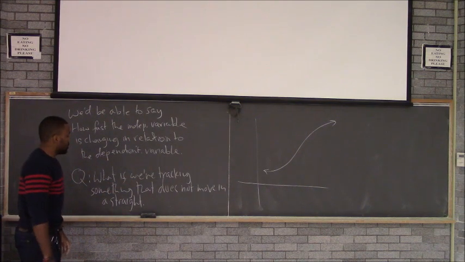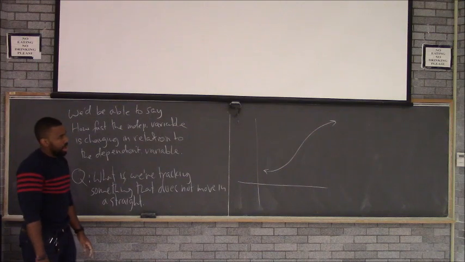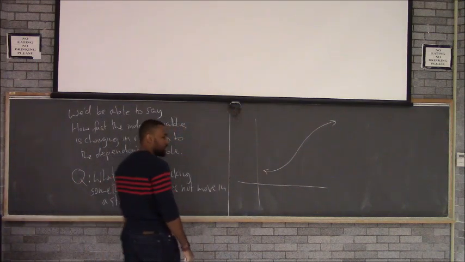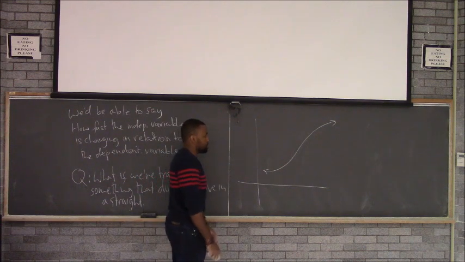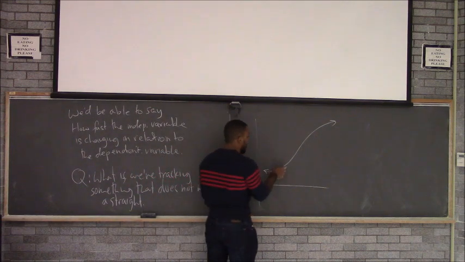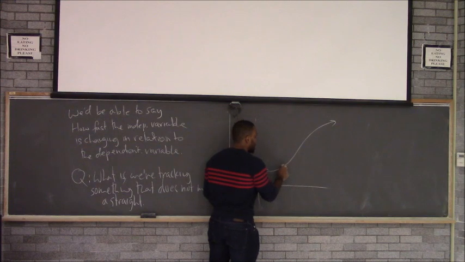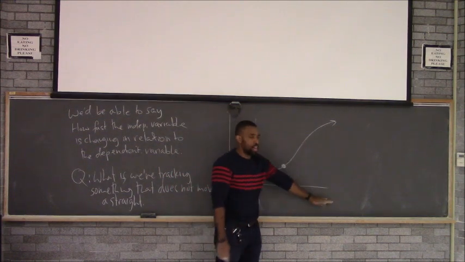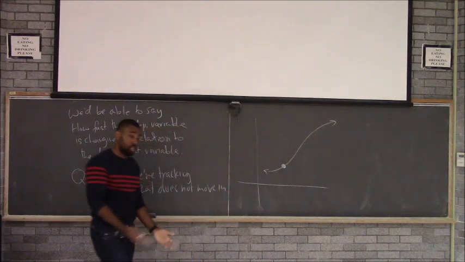Okay? So what if I'm measuring some function that's doing whatever it wants to do, and I'm concerned with, okay, at this point I want to know how fast is this guy on the vertical axis changing with relation to that guy on the horizontal axis? How do you solve that problem?